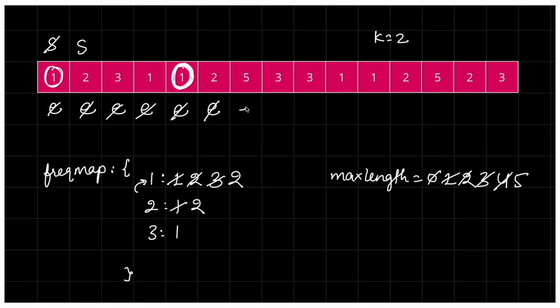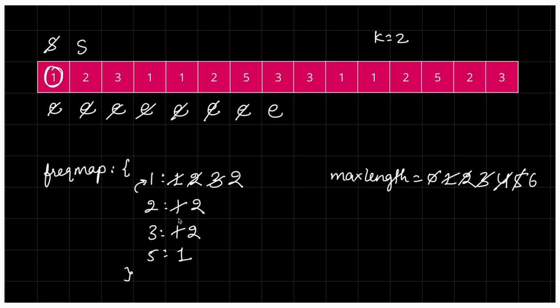Okay, great. Let's move further. Now 5 is coming as a new element. 1. The frequency is still under constraint, which means we can update the length. So length will now become 6. Great. Let's move forward, and so this will be incremented.